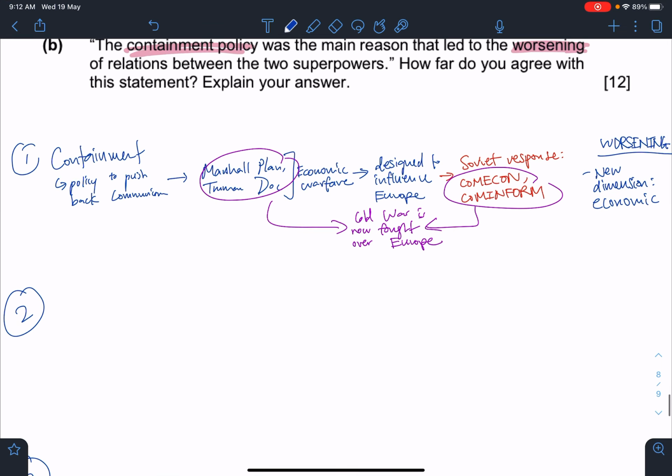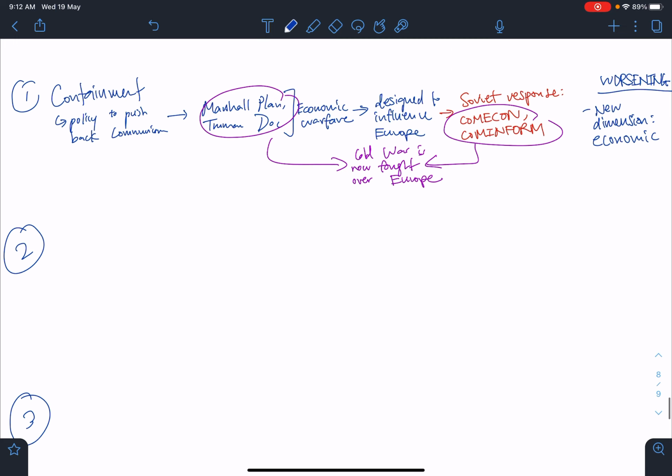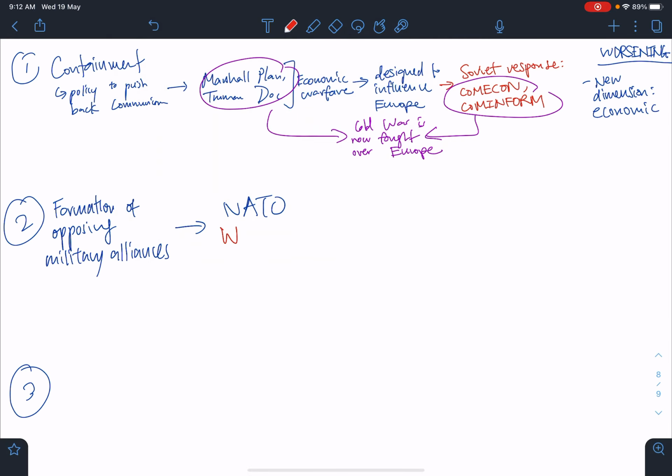Okay, but I don't want just to say the Berlin blockade. The Berlin blockade is an event, it's not a main reason. Okay, so I would say the formation of opposing military alliances. And then I would talk about NATO, and that is being countered by the Warsaw Pact. Of course, I give the details: 1955, NATO 1949.